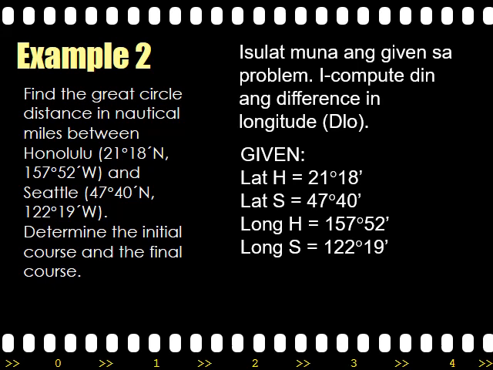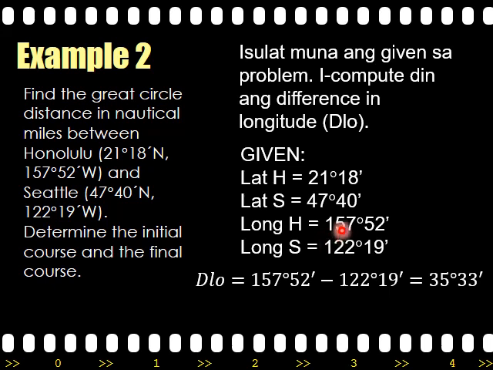Okay, so again, susulat muna natin yung mga given niya, and then kailangan din natin i-compute yung kanyang DLO, or the difference in longitude. So, susubtract lang natin itong dalawang longitudes na to para makuha natin. Okay, so in this case, ang nakuha nating value is 35 degrees and 33 minutes.